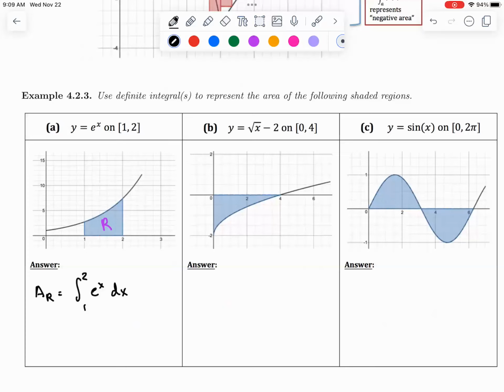Or dopamine, as the kids say, right? Is that what the kids say? I'm pretty sure.